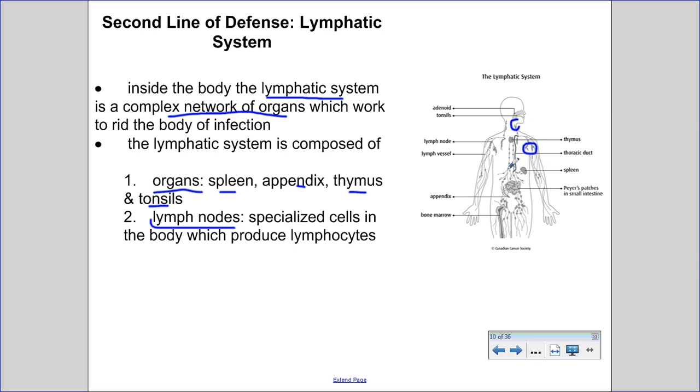And then you have lymph nodes found throughout your body. You have a lot of lymph nodes found in your intestinal tract as well, because remember, there's a lot of bacteria that lives in your guts.